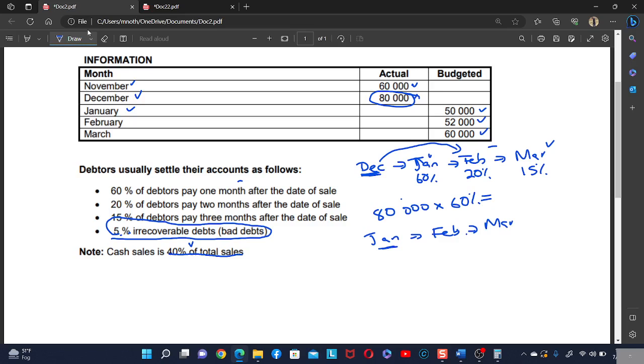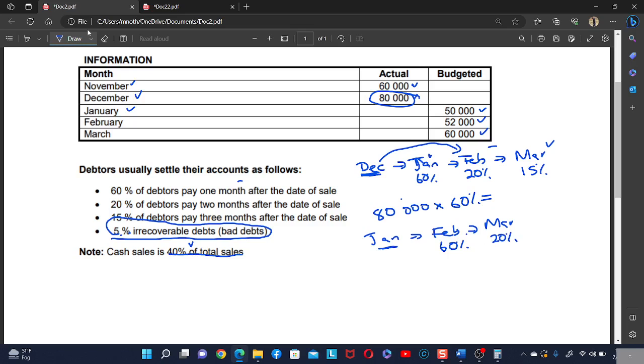Right now, January is a month of sale. 60% of debtors pay 1 month after the date of sale. So 1 month after January is February. 60% will be paid here, right? And then 20% 2 months after the date of sale. So 2 months after January is March. So 20% is going to be paid here in March.